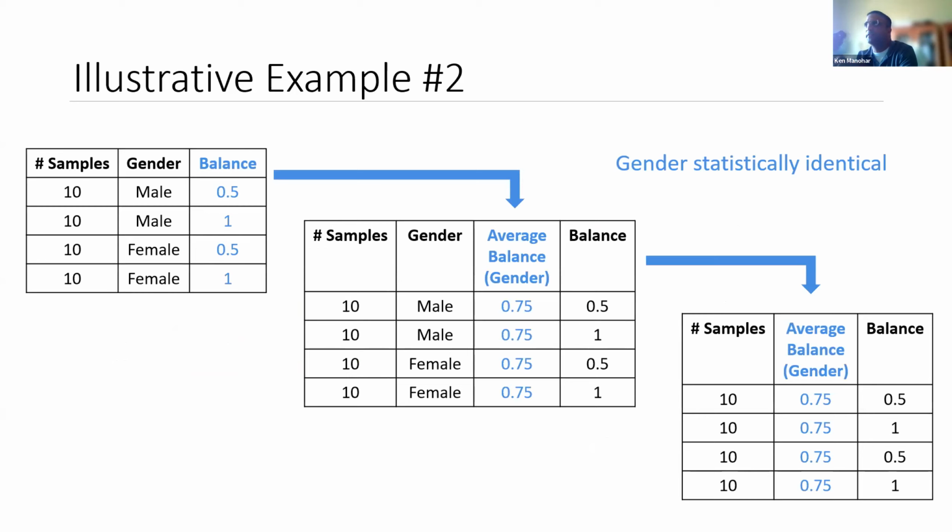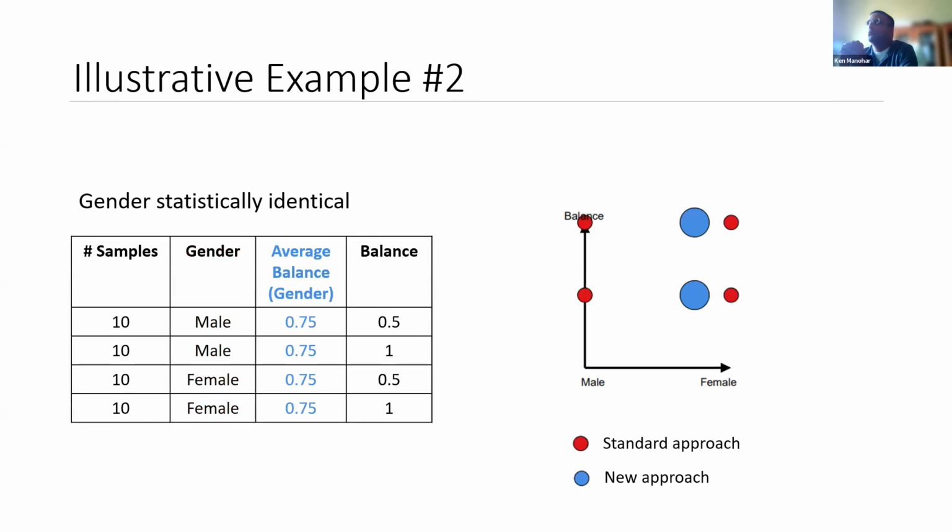So we'll be replacing male with 0.75 and female with 0.75. And now when we apply the clusters based on this transformation, we'll get 2 clusters represented in blue, as opposed to 4 clusters previously represented in red. So here we see the difference between the standard approach and the new approach. The new approach accounts for the situation of gender being statistically identical. And in this case, it better represents the situation where a feature has little influence on the resultant balance.